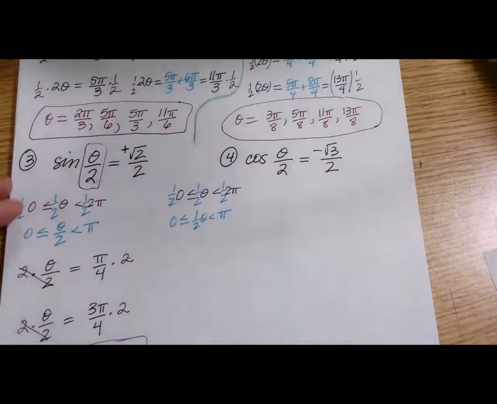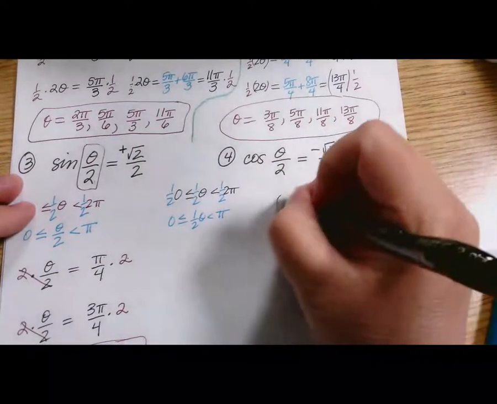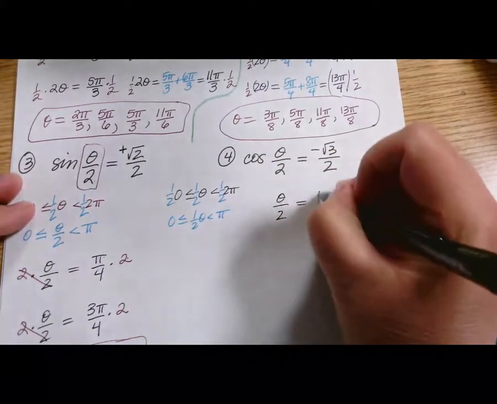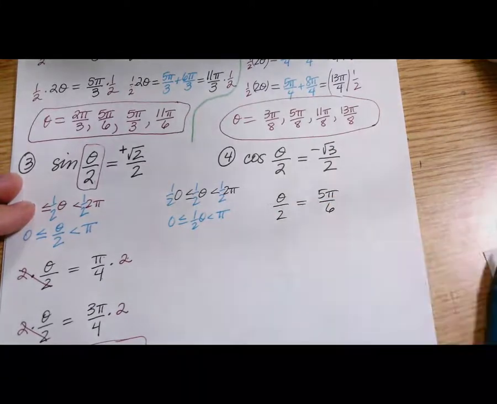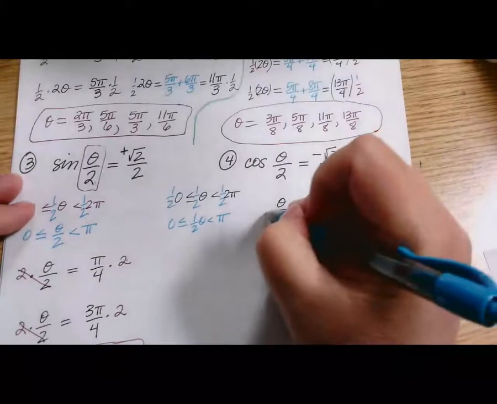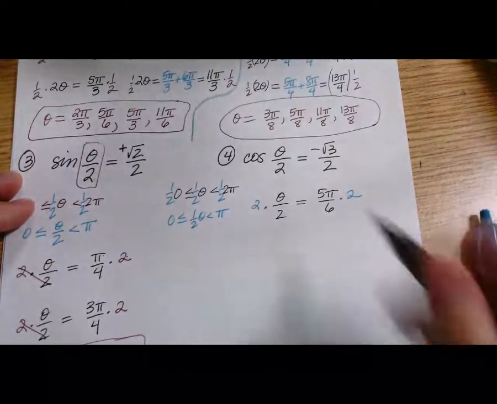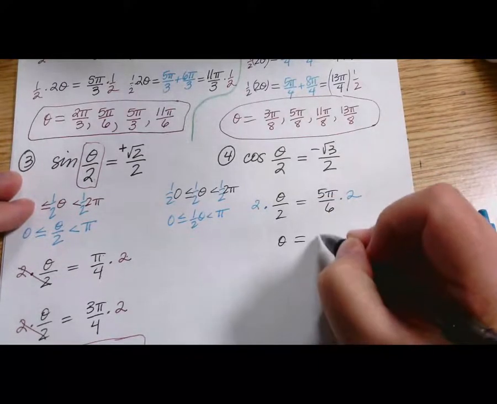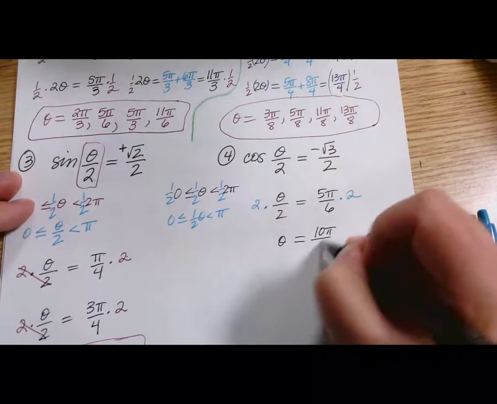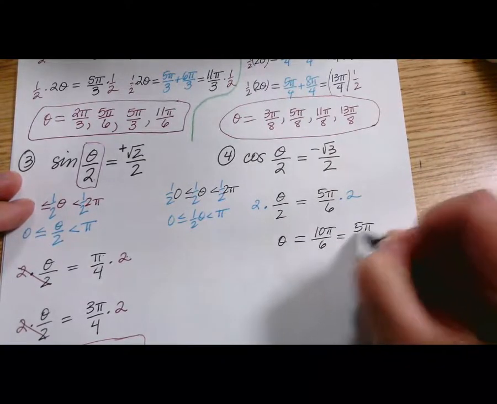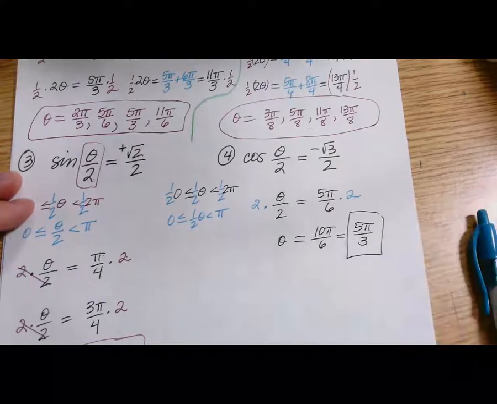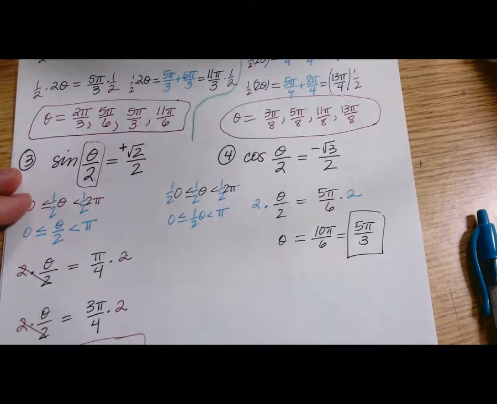Okay, so theta over 2 equals 5 pi over 6. Get rid of the over 2, which is the same thing as times 1/2, by multiplying both sides by 2, so that theta will be alone, and we get 10 pi over 6, which reduces to 5 pi over 3, and that's our only answer. Did you get it? Awesome.